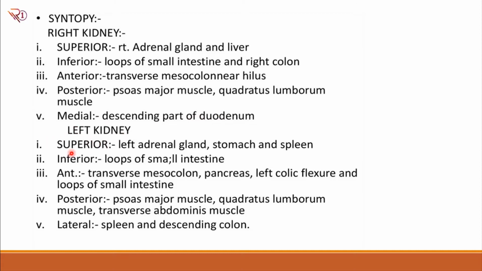On the left kidney, superiorly, we can see the left adrenal gland, the stomach, and the spleen. Inferiorly, we can see the loops of small intestine. Anteriorly, we can see the transverse mesocolon, the pancreas, the left colic flexure, and the loops of small intestine. Posteriorly, we can see the psoas major again, the quadratus lumborum, and then the transverse abdominis muscles. Then laterally, we can see the spleen and the descending colon.